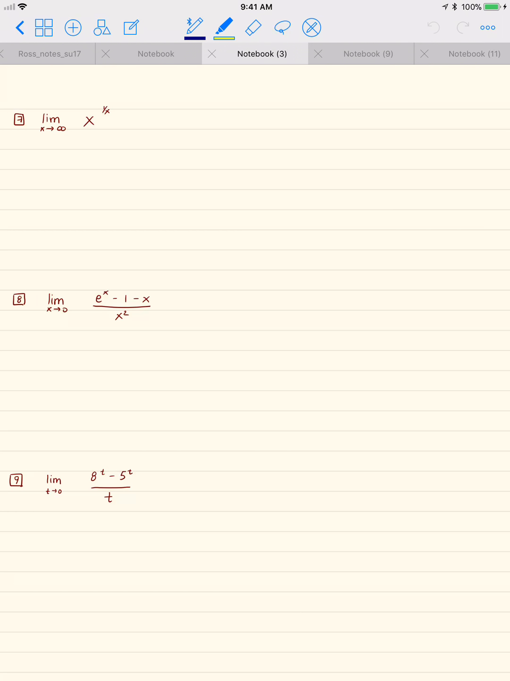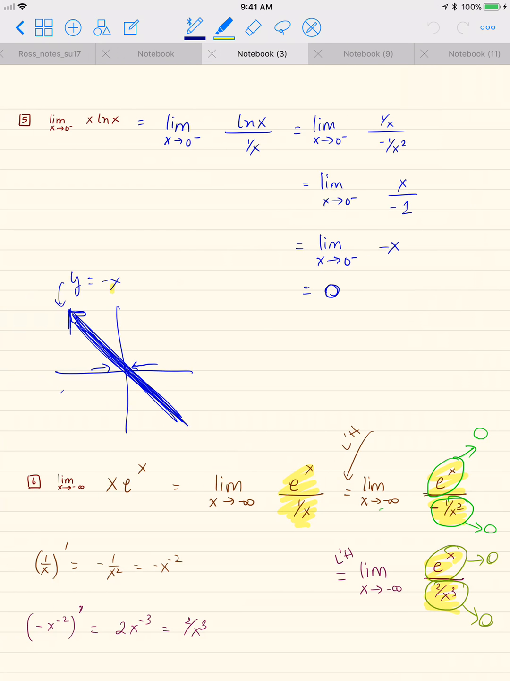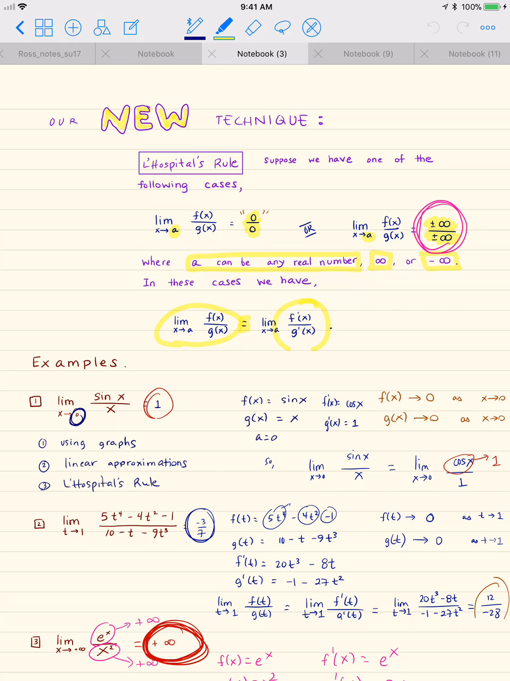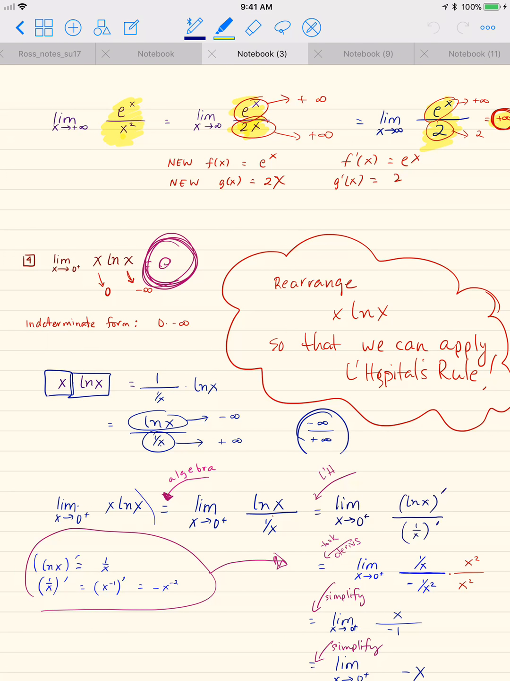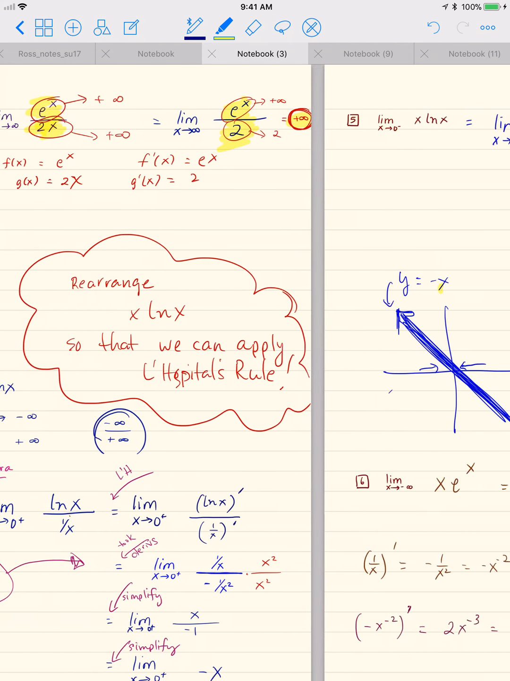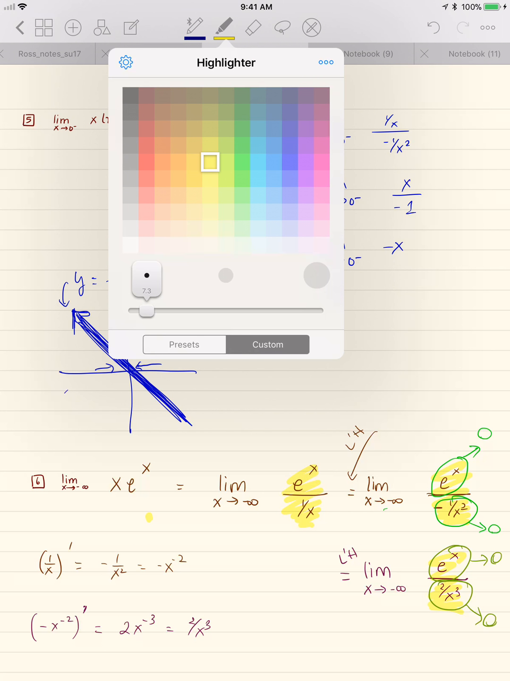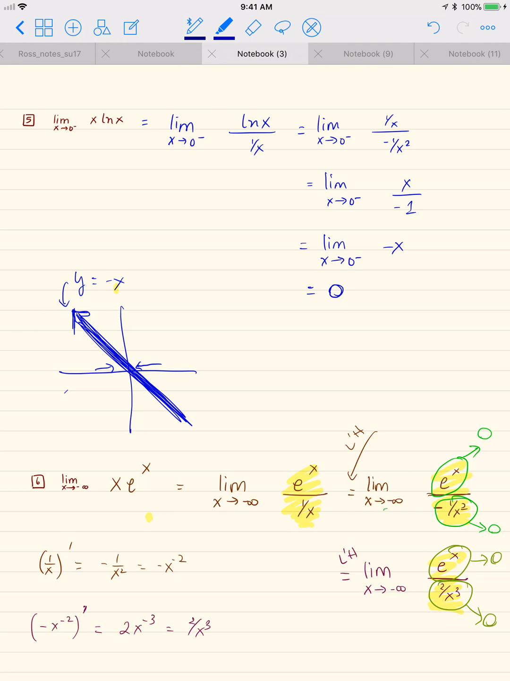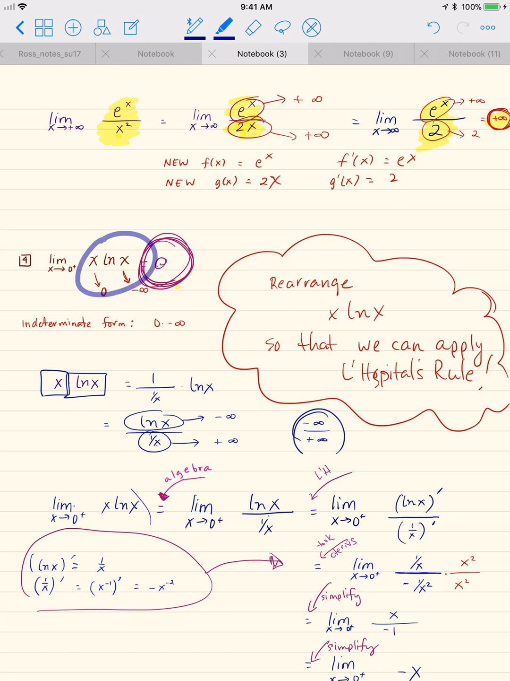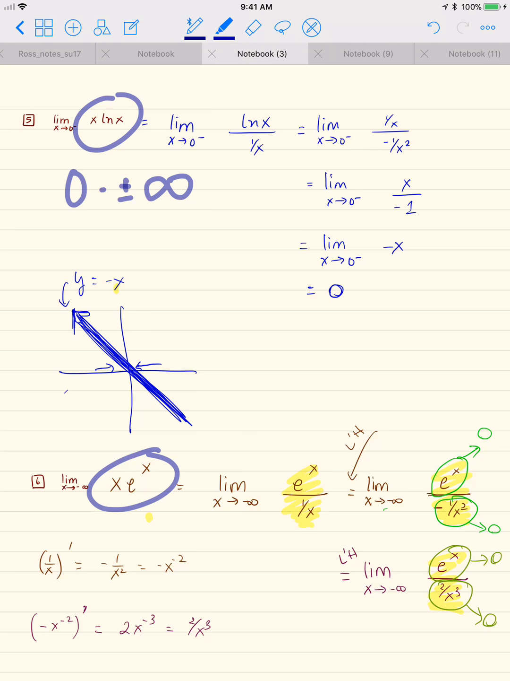Okay, so let's do 7. Now 7 introduces, or let me say 4, 5, and 6, I think. 1, 2, 3. So for problems 4, 5, and 6, you'll notice what they had in common is they were of the form something like 0 times plus or minus infinity, right? So that's what we had here, that's what we had here, and that's what we have here.